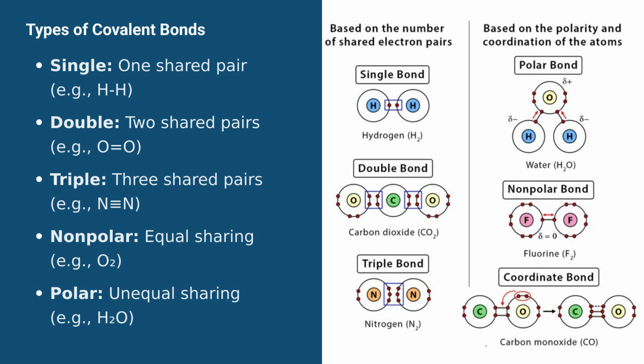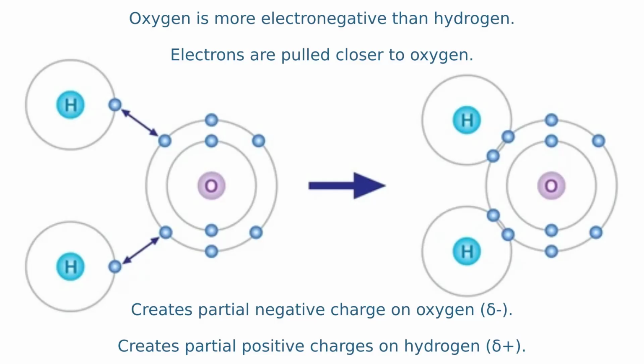However, in a polar covalent bond, electrons are shared unequally due to differences in electronegativity, creating partial positive and negative charges within the molecule. Water, H2O, is a perfect example of a molecule with polar covalent bonds. The oxygen atom is much more electronegative than the hydrogen atoms, meaning it pulls the shared electrons more strongly towards itself. This unequal sharing results in the oxygen atom having a slight negative charge, denoted as delta negative, and the hydrogen atoms having slight positive charges, delta positive. These partial charges are crucial for water's unique properties and its role as the solvent of life.